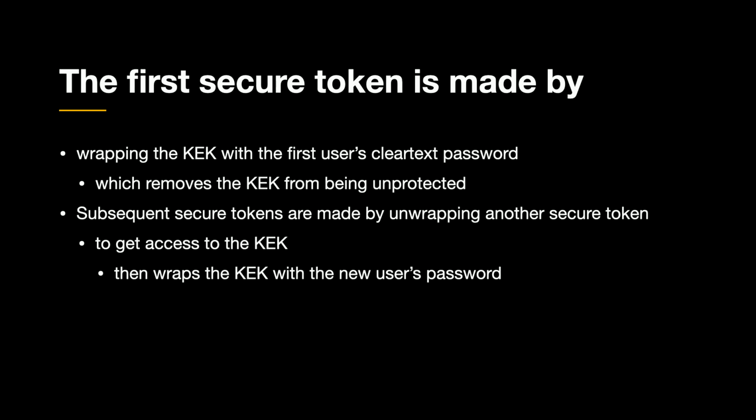That first secure token currently is made by wrapping the key encryption key with the first user's clear text password, which removes the key encryption key from being unprotected and just available for whoever wants to sign in first. The subsequent secure token users are made by unwrapping another secure token to get access to that key encryption key to wrap that secure token. There's a bunch of encryption, and it's like, okay, there's all this stuff going on.